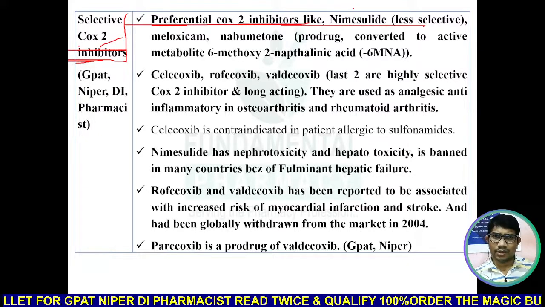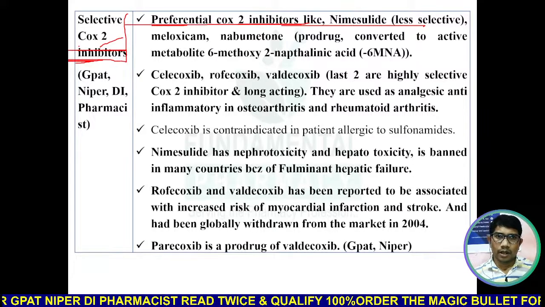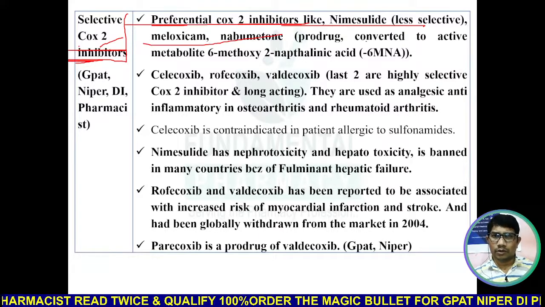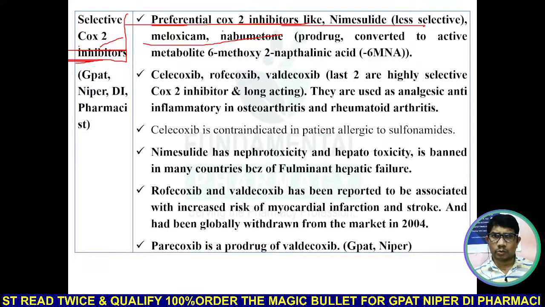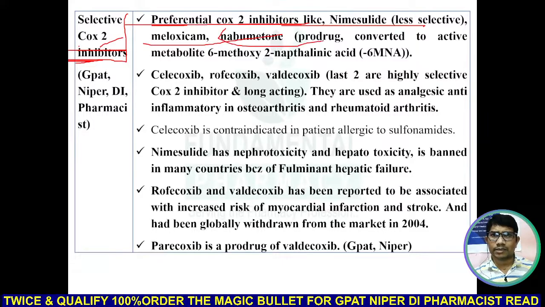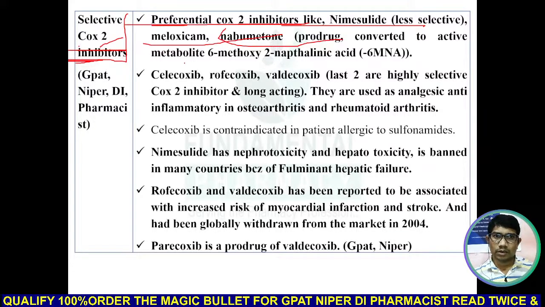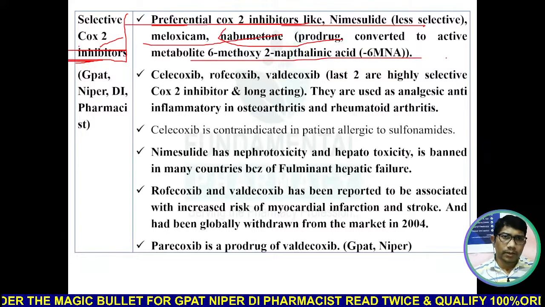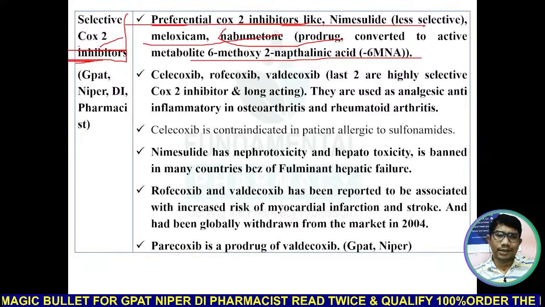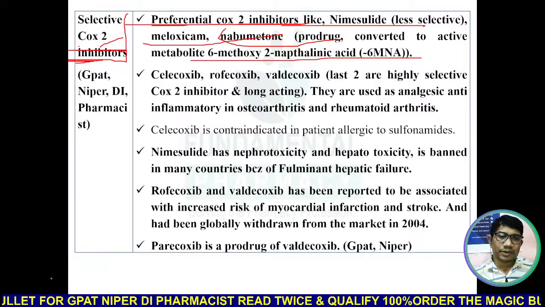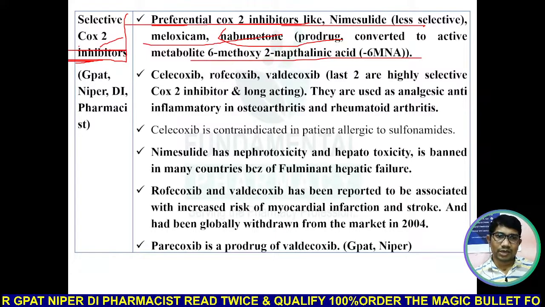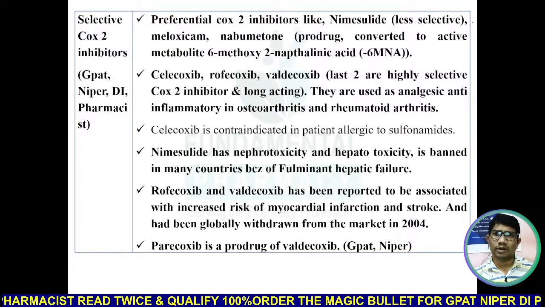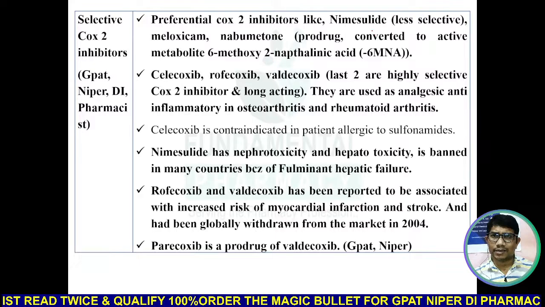Now nimesulide, and after that meloxicam, nabumetone. Nabumetone is a prodrug. It is converted into an active metabolite known as 6-methoxy-2-naphthylacetic acid. Nabumetone, meloxicam, nimesulide are the preferential COX-2 inhibitors. But nimesulide is less selective.